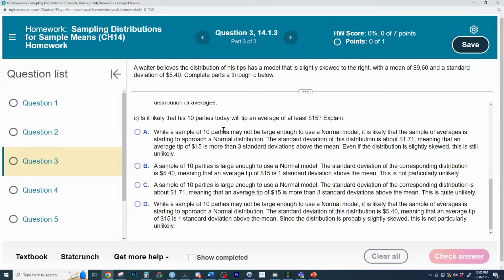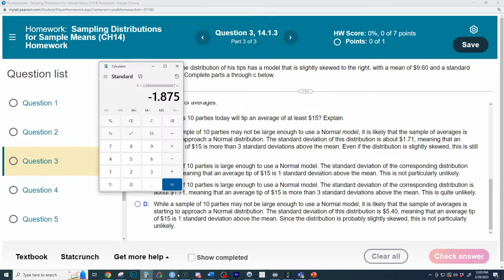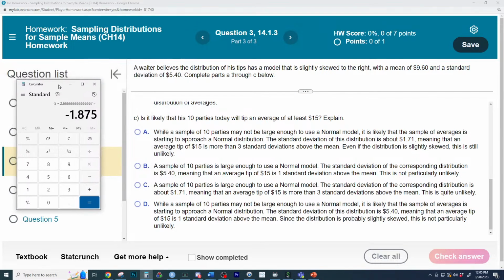And now we get into 10. Are they going to say 10 is kind of large enough? Oh, come on. Well, a sample of 10 parties may not be large enough. Okay. It is likely the sample average will approach the normal. Okay. The standard deviation of it is this. Probably. Okay, now we got to find that. Double check their work. Original standard deviation was 5.4. 5.4 over square root of 10. Okay, so this is meaning that an average tip is more than 3. That might be right.